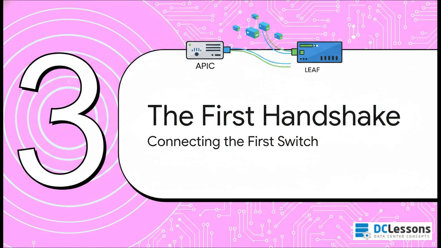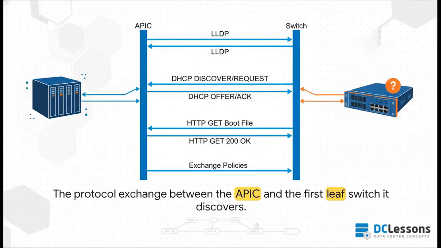Okay, foundation's laid. The rules are set. Now we get to the really cool part. Let's zoom way in and watch that very first conversation that happens between our brand new APIC and the first leaf switch that powers on. This little diagram here perfectly captures that first hello. On the left, you've got the APIC, all configured and ready to go. And on the right, you have a totally blank slate leaf switch. What we're about to see is the precise dance of protocols that brings this new switch into the family.